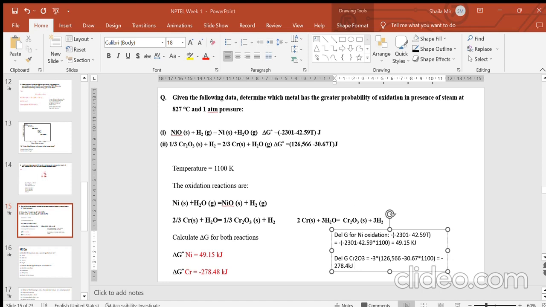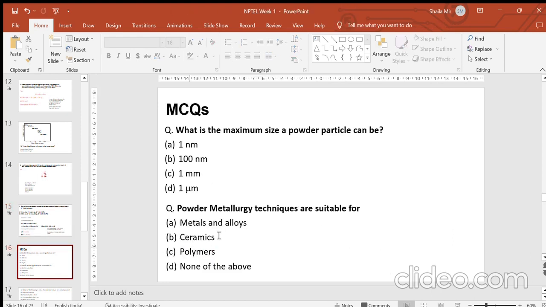Can anybody tell based on the delta G value? Based on the delta G value, can you tell me which is more prone to oxidation? Is it chromium or is it nickel oxide? Nickel. Okay, so it is chromium because we have a negative delta G value for chromium. It will be more prone to oxidation.